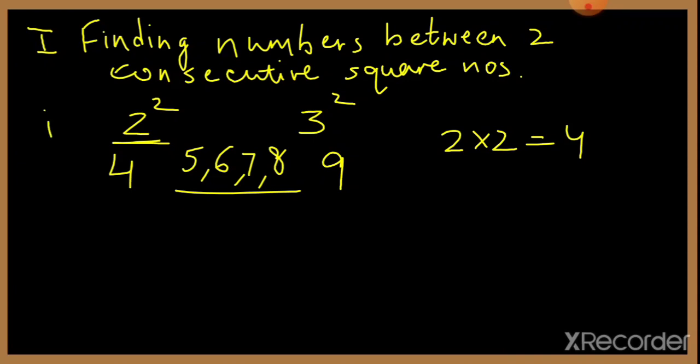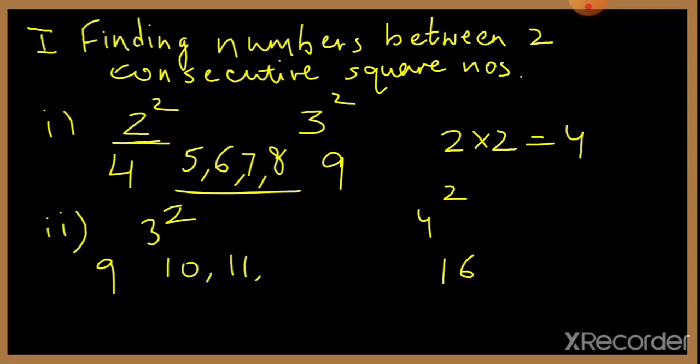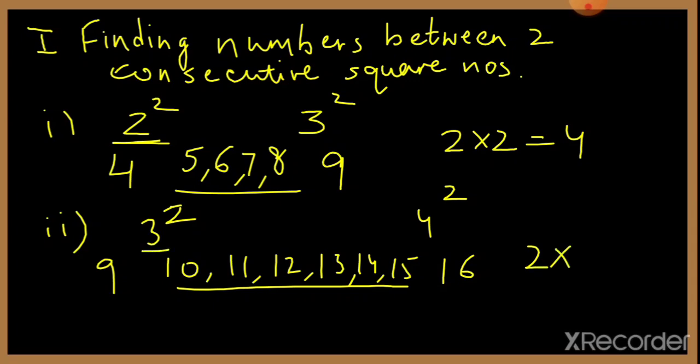One more example I am taking, 3 square and 4 square. 3 square is 9, 4 square is 16. So how many natural numbers? Let us count. 10, 11, 12, 13, 14, 15. So these are 6 natural numbers between the two squares. So 6 can be written as 2 multiplied by the first number, which is 3, equal to 6.